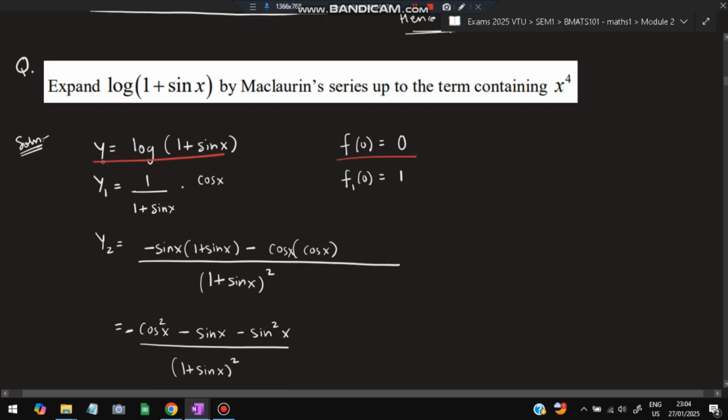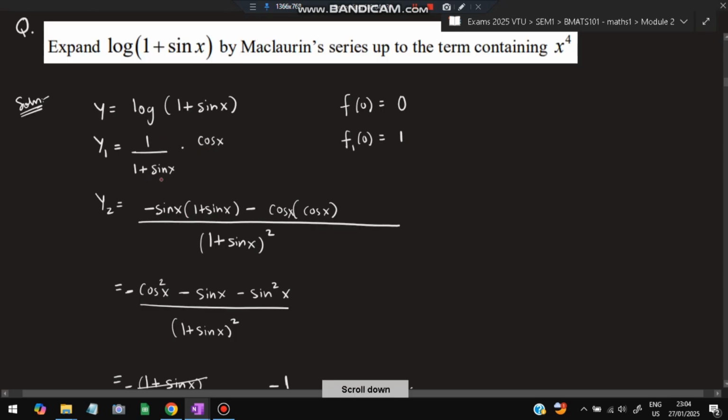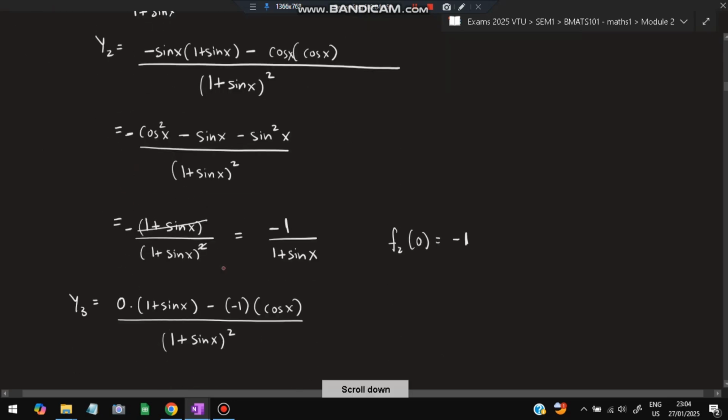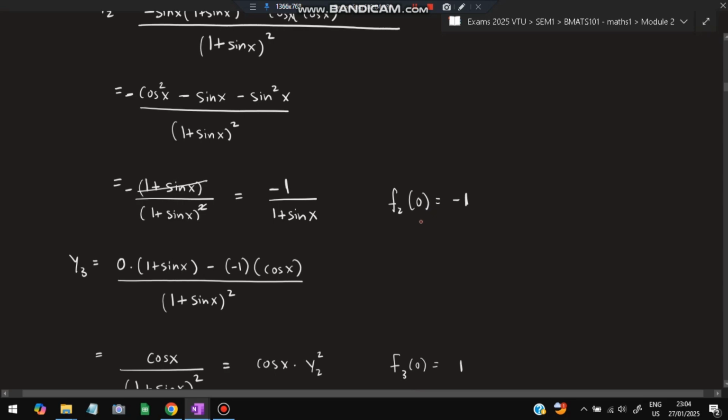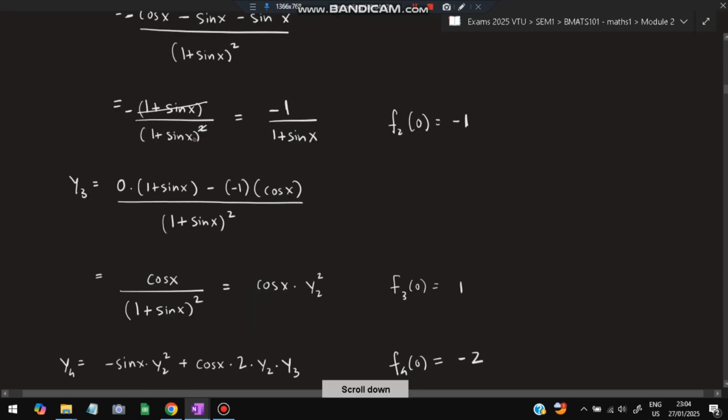Similarly, we'll differentiate this. Differentiation of log(1 plus sin x) is 1 by (1 plus sin x) into cos x. Substitute the value of 0 in the place of x, and we'll be getting the answer 1 here. Again differentiate this one, and substitute the value of 0 in the place of x in this equation, and we'll be getting minus 1 here. Like that, again we'll differentiate that.